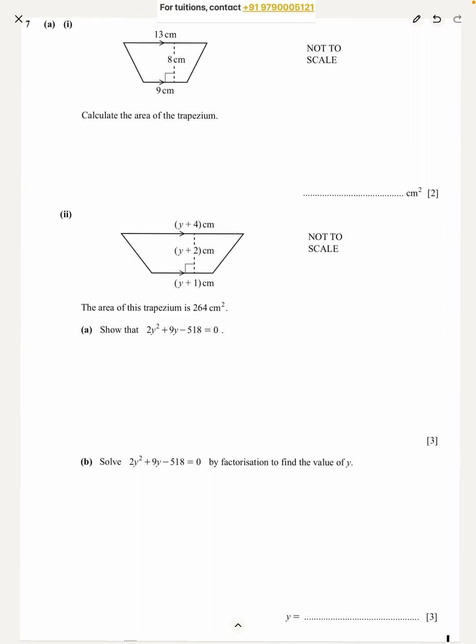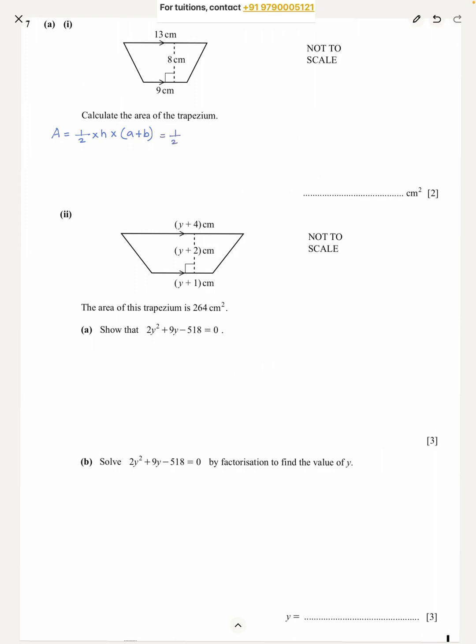Question number 7, subdivision A. A trapezium is given with all the measurements that we need to calculate the area. So, area of a trapezium is equal to half h into a plus b. A and b denote the parallel sides.